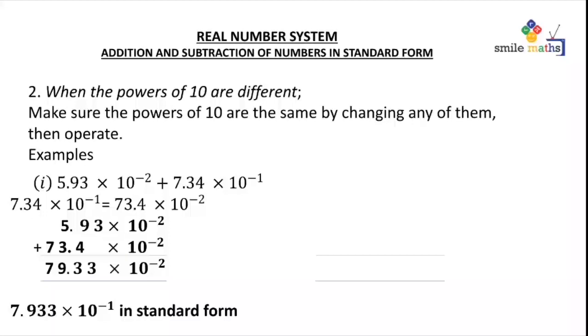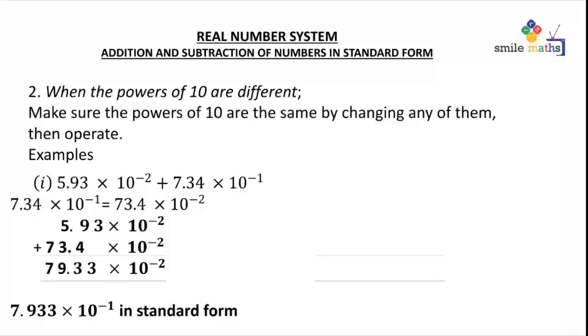So what it means is that our point is going to move from left to right. That is when we can have a negative power. So this is going to give us 73.4 times 10 to the power negative 2. Now what this means is that we are now going to add 5.93 to 73.4, and because they are having the same powers now, we just pick one of the powers. So this gives us 79.33 times 10 to the power negative 2.